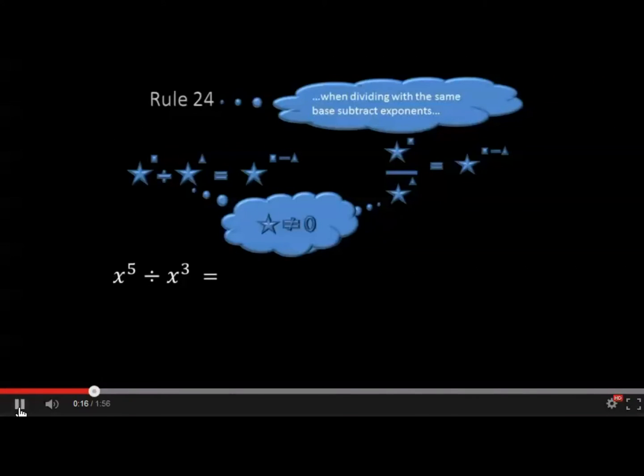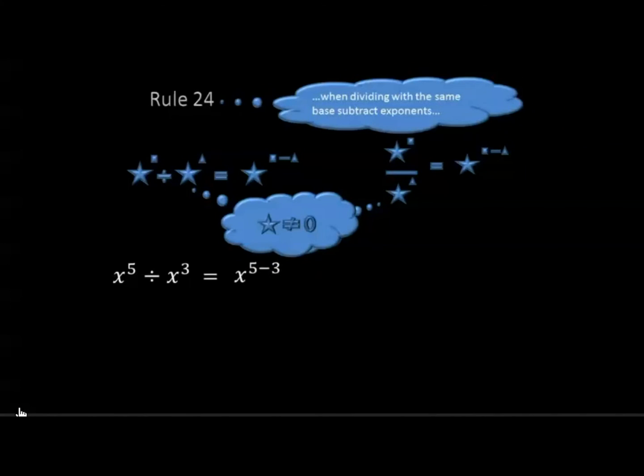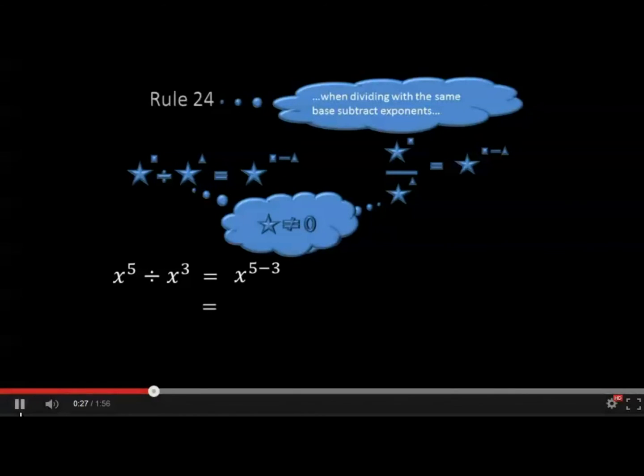Rule 24 tells us that this expression is equal to the common base expression raised to the difference of the two powers. This expression can be expressed as x to the 5 minus 3 power, subtracting our exponents. Simplifying further, this is equal to x squared.